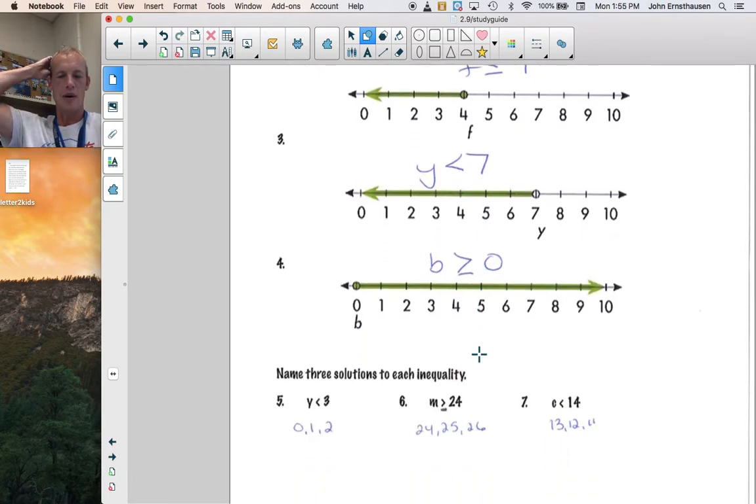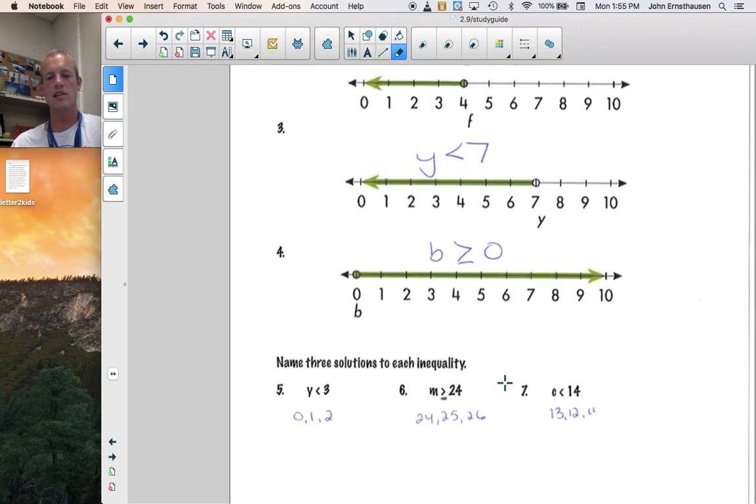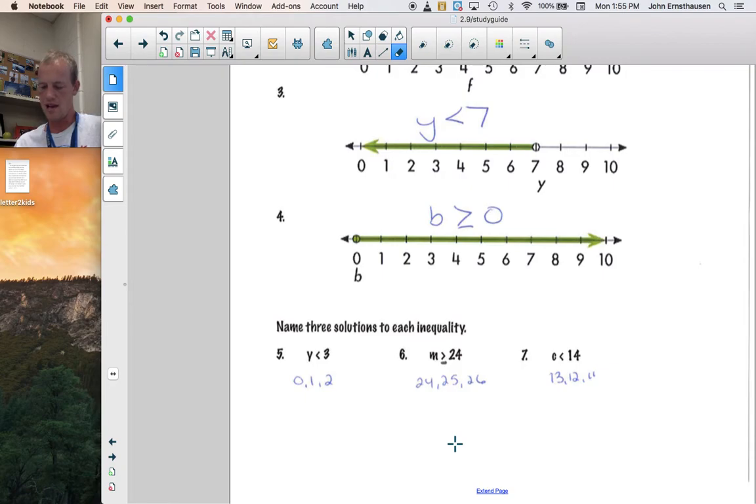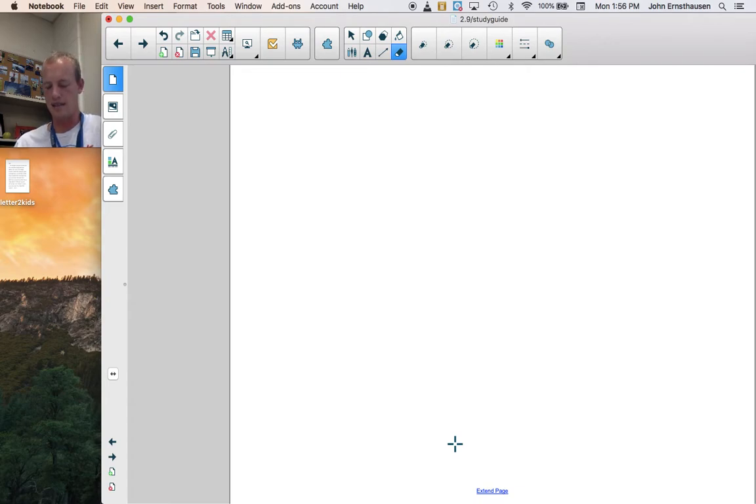All right, at the bottom, I wanted you guys to try these 3 solutions. So name 3 solutions. Remember, for these, there is going to be an infinite number of solutions. So for these down here, you literally could say nearly anything, okay, as long as your numbers are less than y. You could have said negative 400. For 6, as long as it's 24 or bigger, you could have said 27. You could have said 30. You could have said 46. Infinite number of solutions. All right, and then finally for c is less than 14, 13, 12, 11, and so forth. Okay, anything that's under 14 but not equal to 14 there.